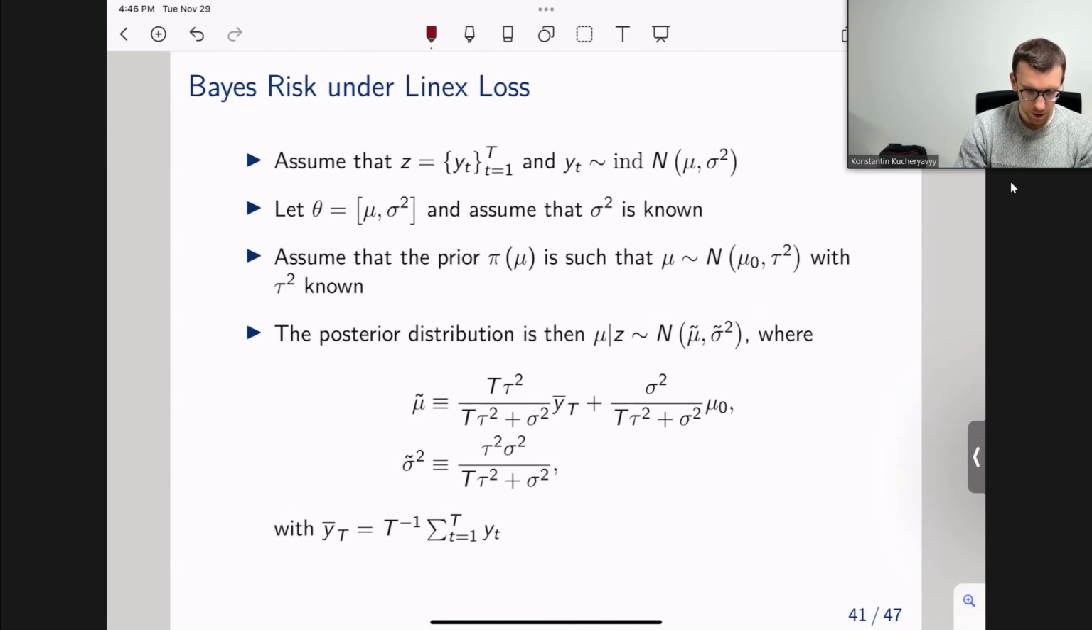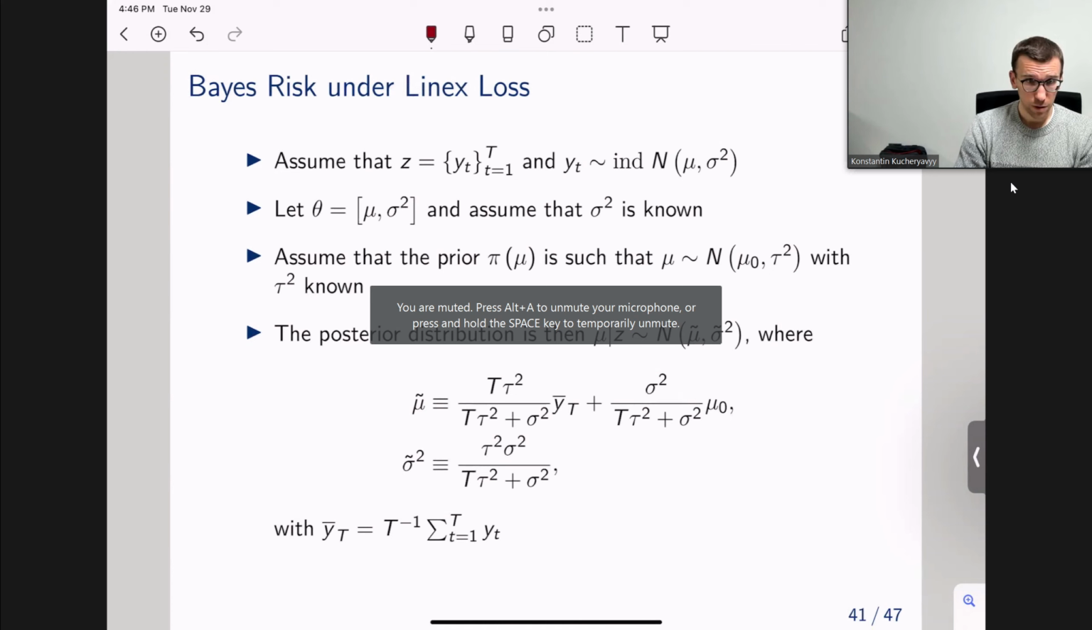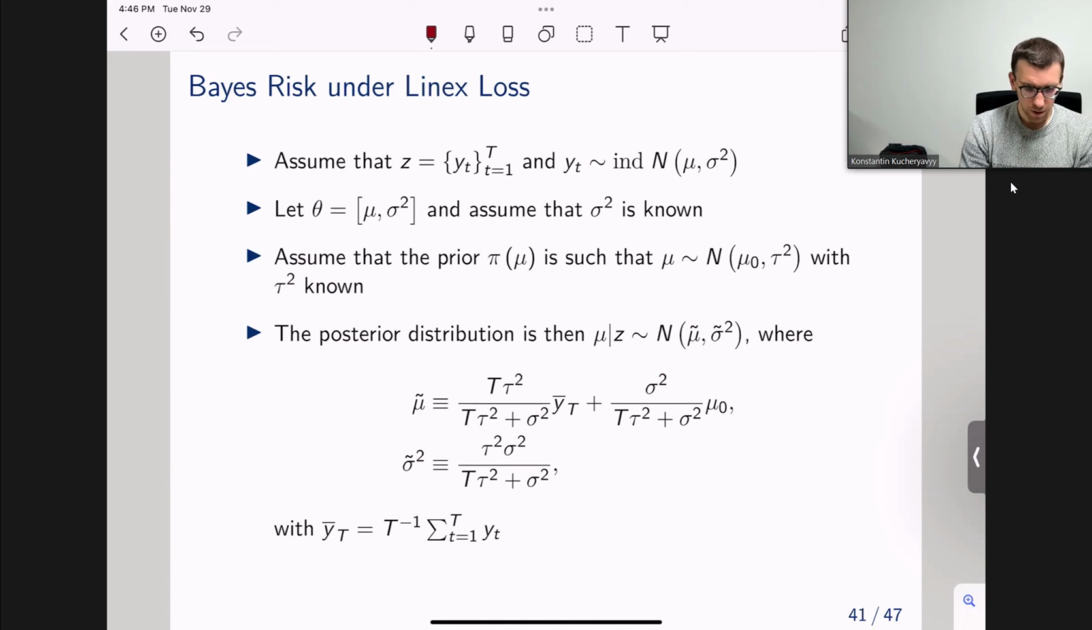And now let me consider another example, how it looks under normal laws. Suppose that the data is arriving randomly from a normal distribution with mean mu and variance sigma squared. Suppose that we know sigma squared, but we don't know mu. So our parameter theta is mu and sigma squared, but suppose we know sigma squared. And then suppose that the prior for this parameter mu is normal with mean mu zero, which we don't know, but suppose we know this tau squared. So the posterior distribution for mu given the data will be normal with mean and variance presented here.